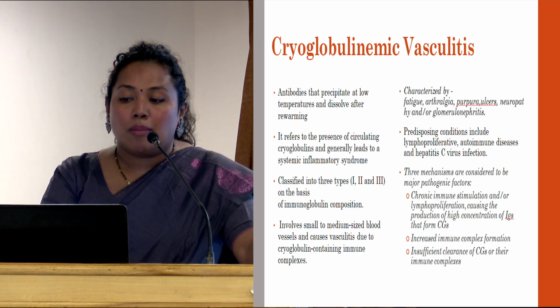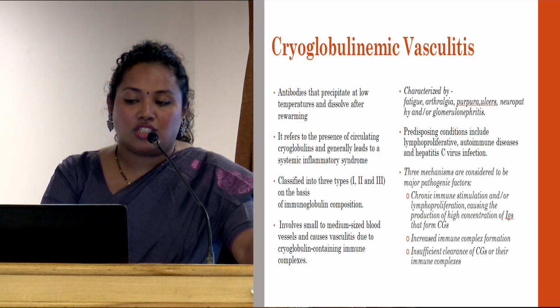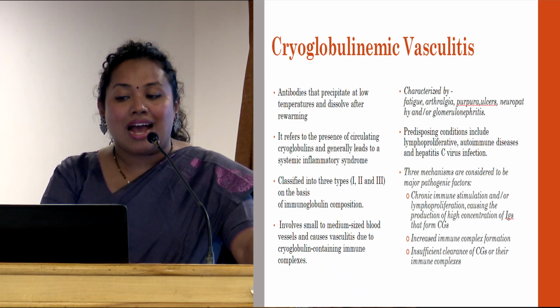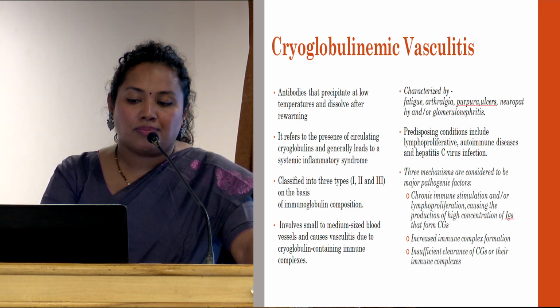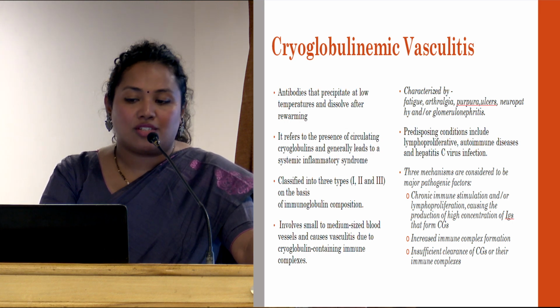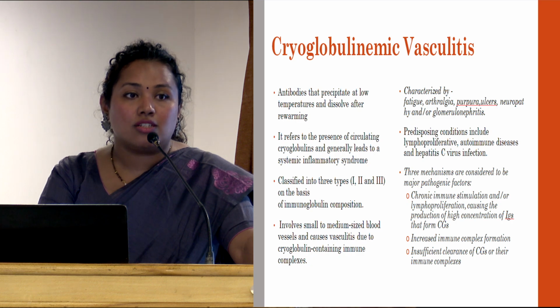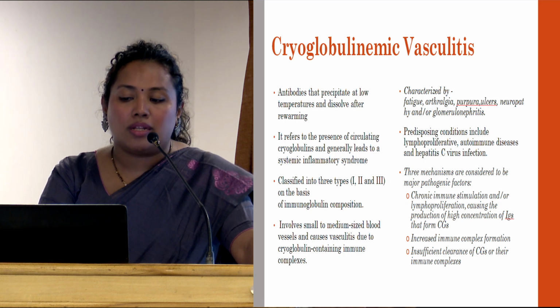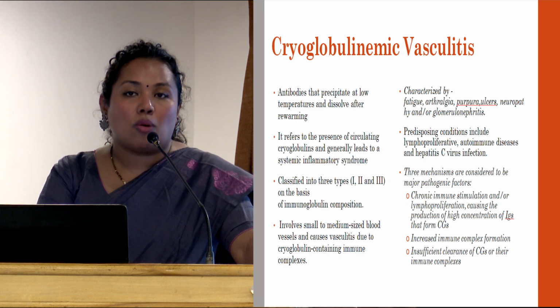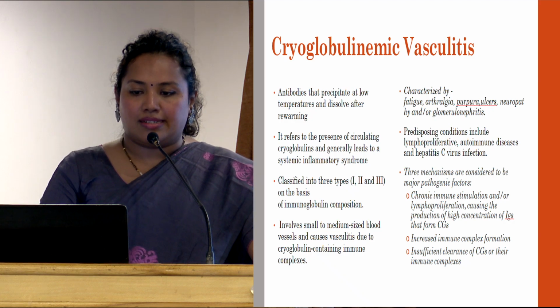So the pathological mechanism that is proposed is chronic immune stimulation or lymphoproliferation. This causes the production of high concentration of immunoglobulins, or increased immune complex formation, or insufficient clearance of these cryoglobulins or their immune complexes, which can lead to this type of vasculitis.